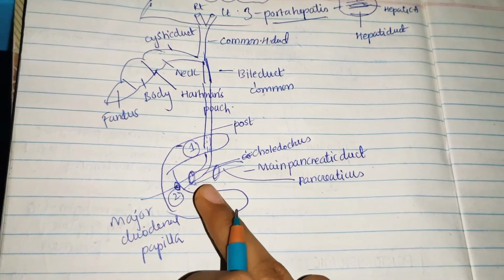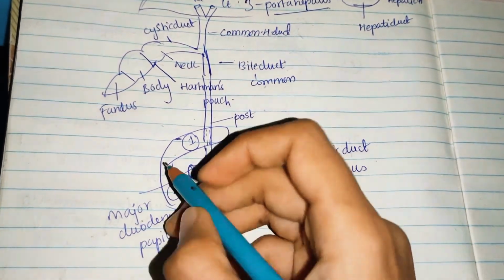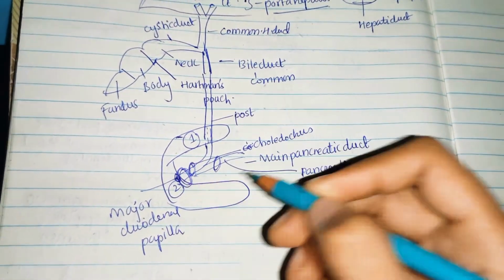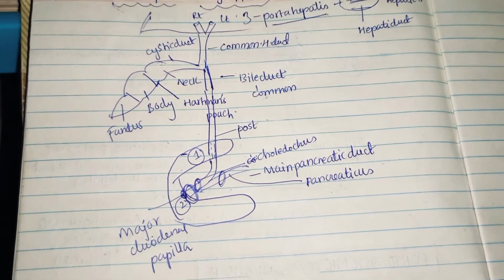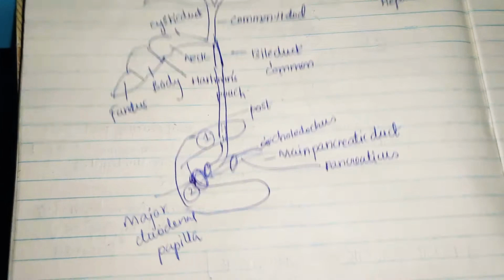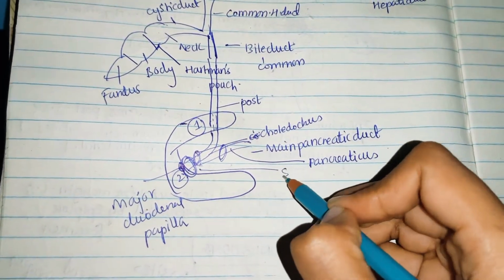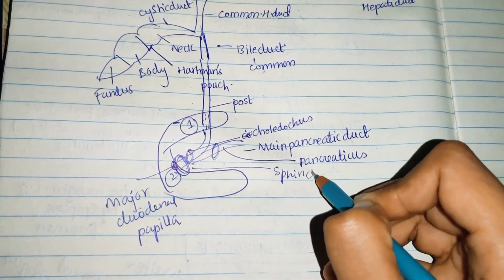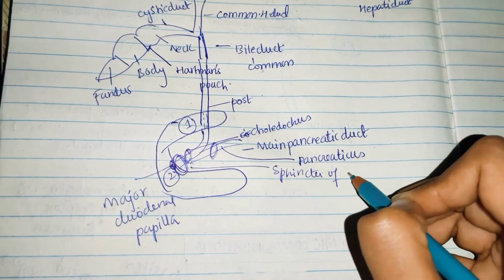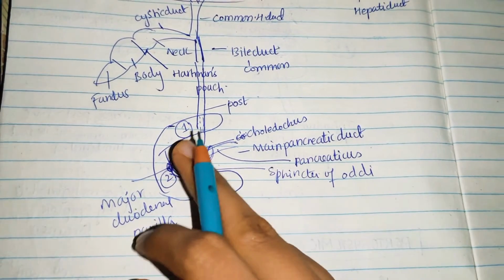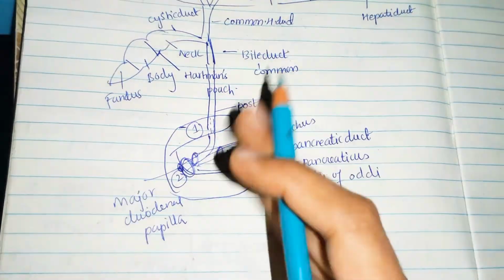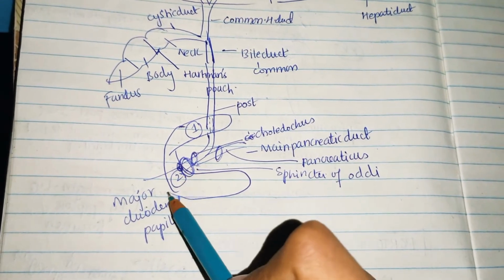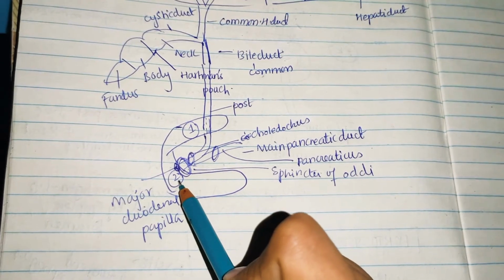Now these sphincters hold together: the main pancreatic duct along with the bile duct together have a main, big sphincter. This is called the sphincter of Oddi. The opening point of these ducts together is called the ampulla of Vater. The major duodenal papilla is also called the ampulla of Vater, in the second part of the duodenum.